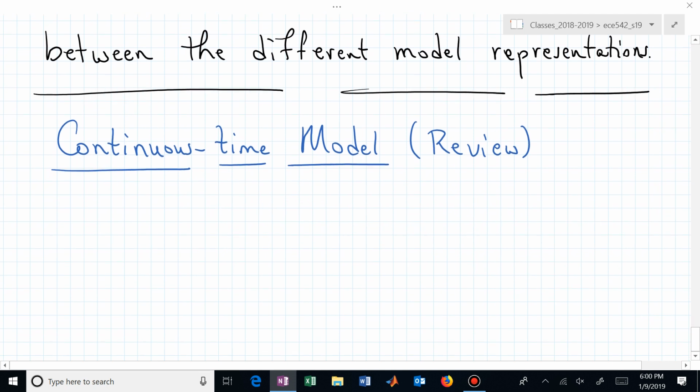That being said, let's go through some modeling, and this is meant as a review in the continuous time setting. This should be familiar to you from a 320 background.